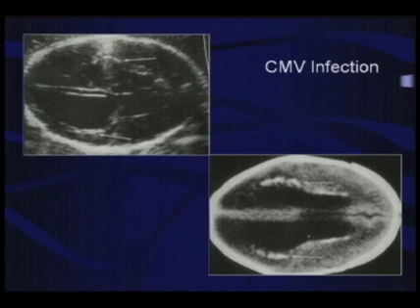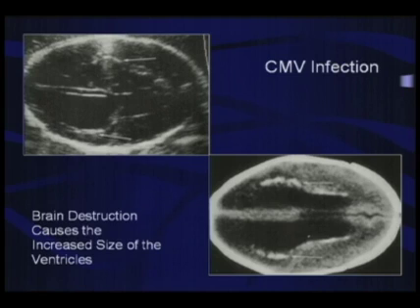You can see the postnatal CT in which you see calcifications surrounding the ventricular wall, and it's actually the brain destruction which causes the ventriculomegaly. This has been called hydrocephalus ex vacuo, so that means the ventricles just occupy the space of the destroyed brain. Often the head circumference in these cases will be normal.